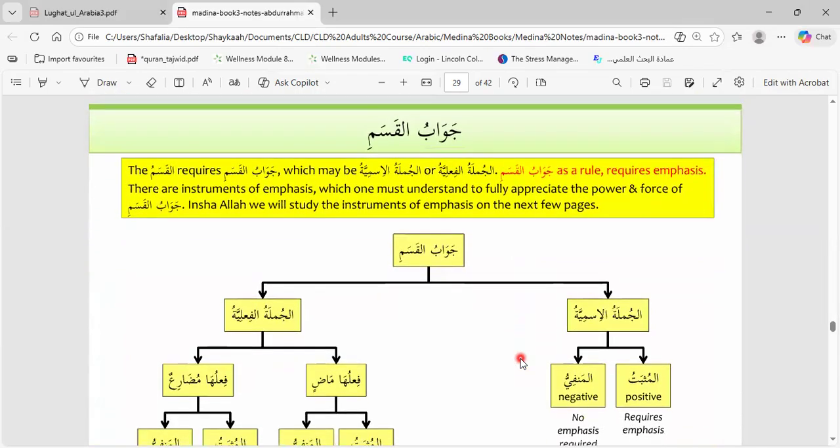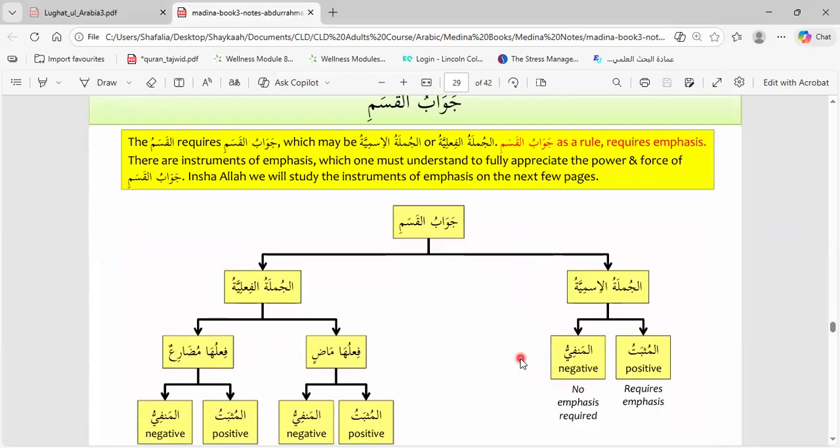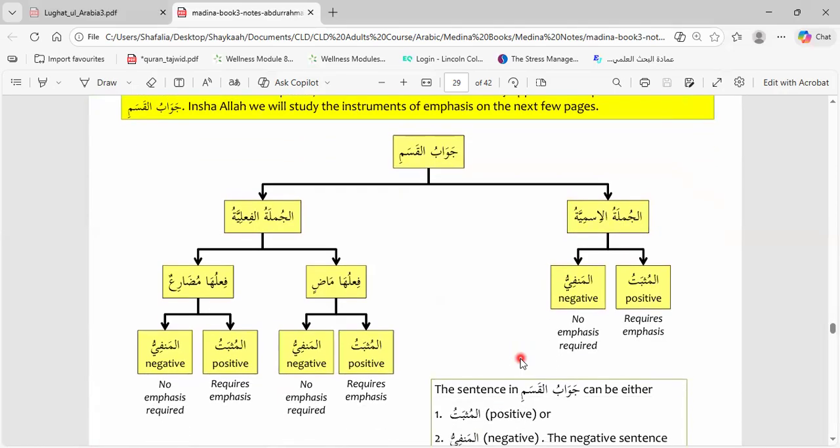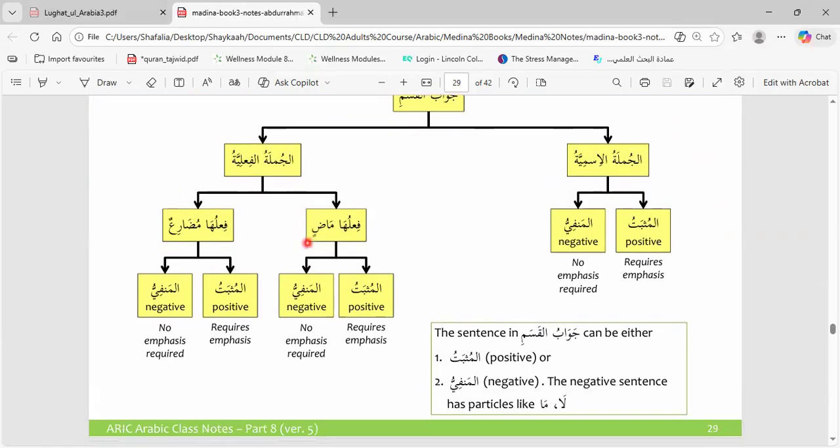Jawab al-qasam: the qasam requires a jawab. So you take a qasam, and then it requires an answer, which may be a jumla fi'liyyah or jumla ismiyyah. Jawab al-qasam, as a rule, requires emphasis. There are instruments of emphasis which one must understand fully to appreciate the power and force of the jawab. Inshallah, we will go on to study these. Jawab al-qasam, you have jumla fi'liyyah and jumla ismiyyah, a verbal sentence and a nominal sentence.